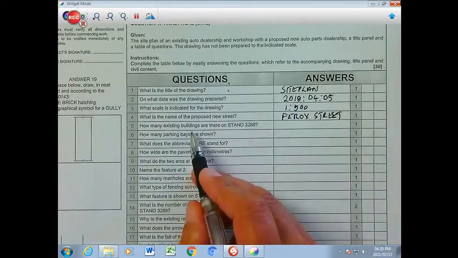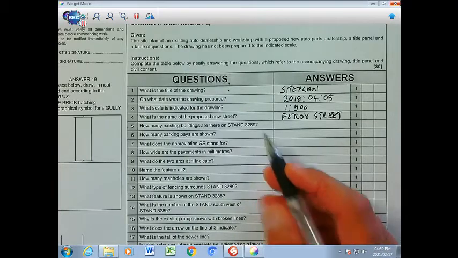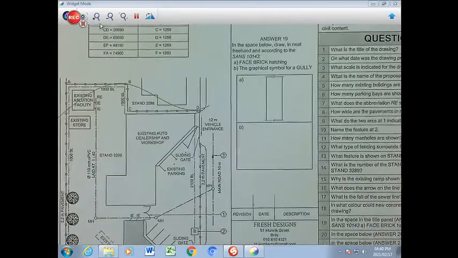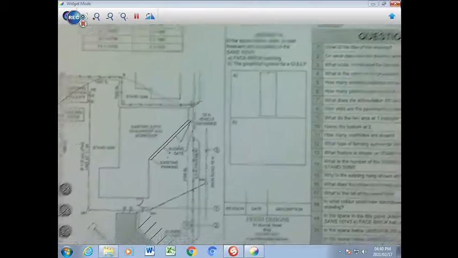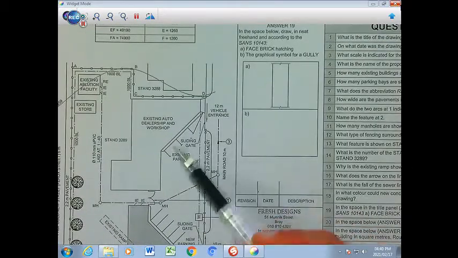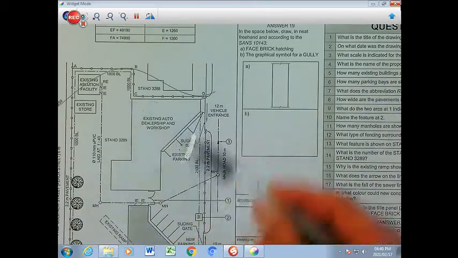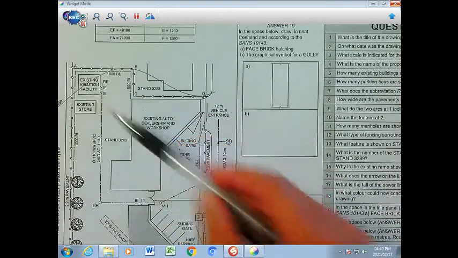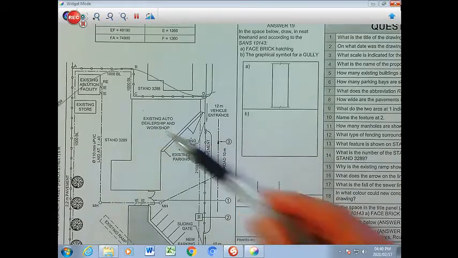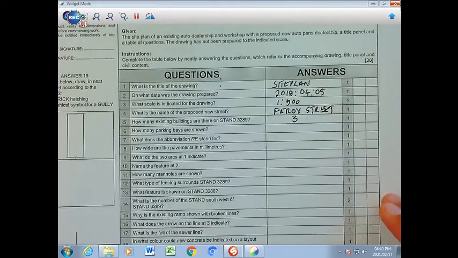How many existing buildings are on the stand 3289? So we're going to look at that. How many buildings do we have? Okay, and if we examine, you will find that there are three existing buildings. So very importantly, how many existing buildings are there? This is an existing building, that's an existing building, existing store, existing ablution facility, and the auto dealership. And that would be the 3 existing buildings.